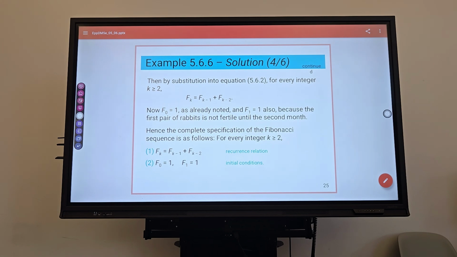Now f sub 0 is equal to 1. And as already noted, f sub 1 equals 1 also, because the first pair of rabbits is not fertile until the second month. Hence, the complete specification of the Fibonacci sequence is as follows. For every integer k greater than or equal to 2, f sub k equals f sub k minus 1 plus f sub k minus 2. f sub 0 equals 1 and f sub 1 equals 1.